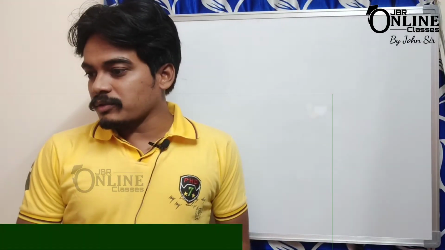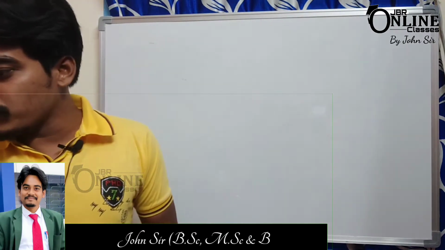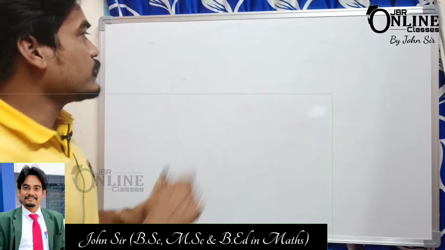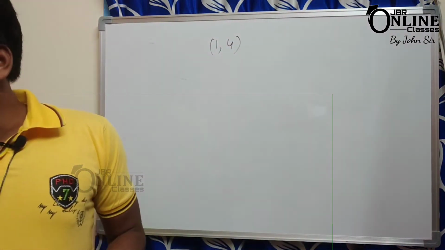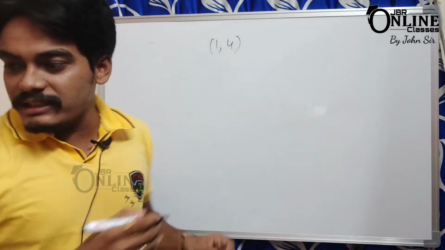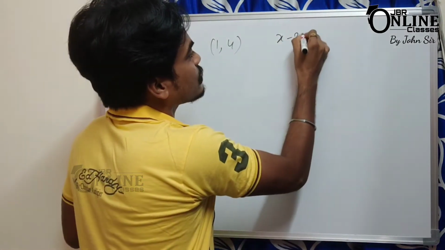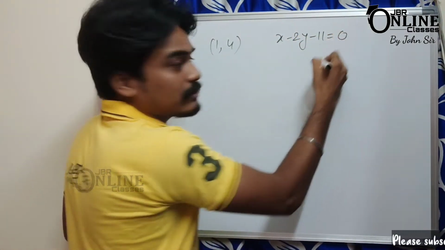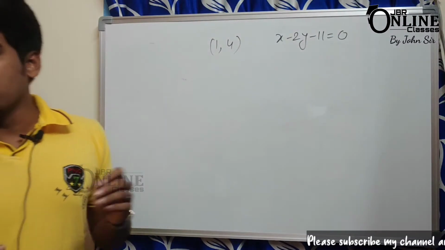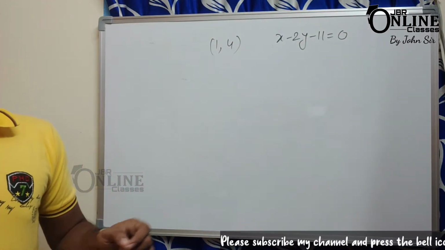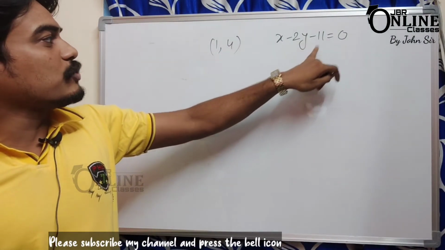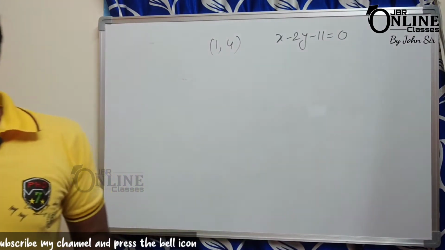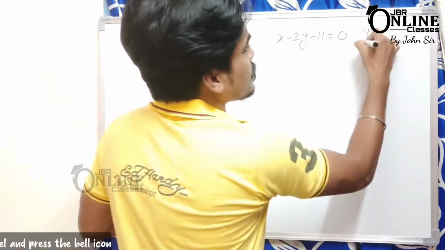So here, question number 27: find the equation of the line passing through the point (1, 4), that is the coordinate, and intersecting the line x minus 2y minus 11 equal to 0 on the y axis. Okay, so here the intersecting point is (1, 4), and here x minus 2y minus 11 equal to 0 on the y axis.